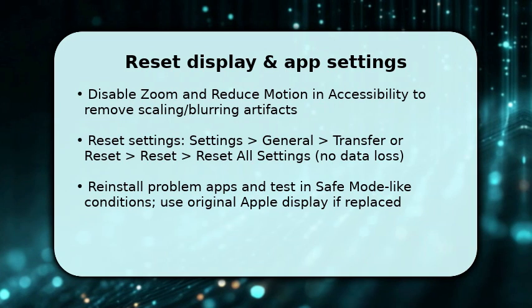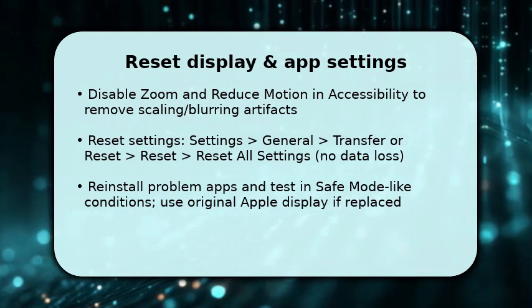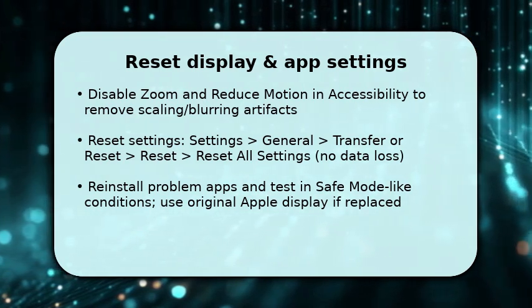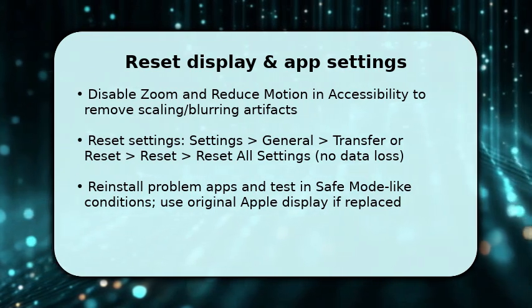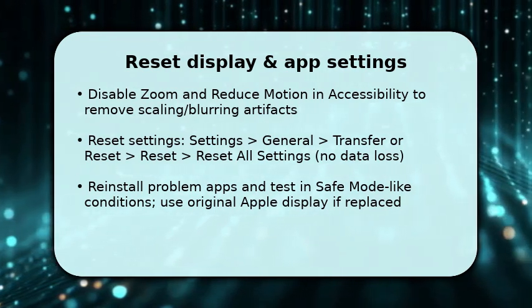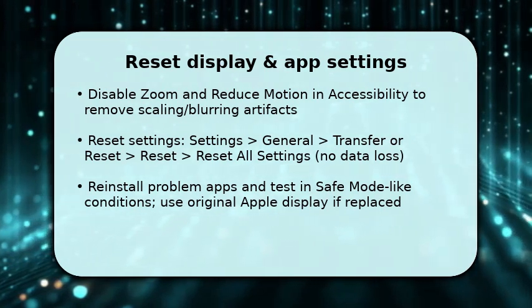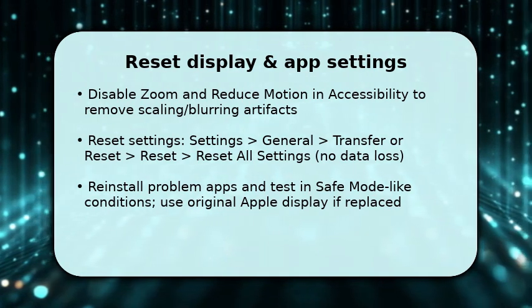Next, reset all settings. This won't delete data, but reverts display, network, and system options that may cause rendering issues. Go to Transfer or Reset and pick Reset All Settings. Once complete, reinstall any app showing blur and test while signed out or in a fresh user context. Also confirm the screen is an Apple-certified part after any repair, since third-party panels often blur.